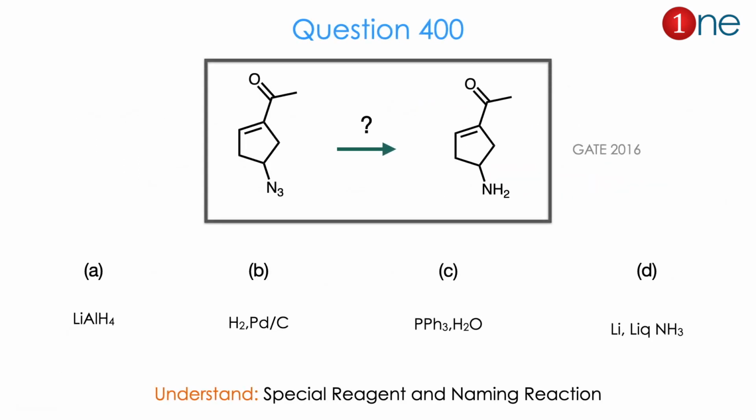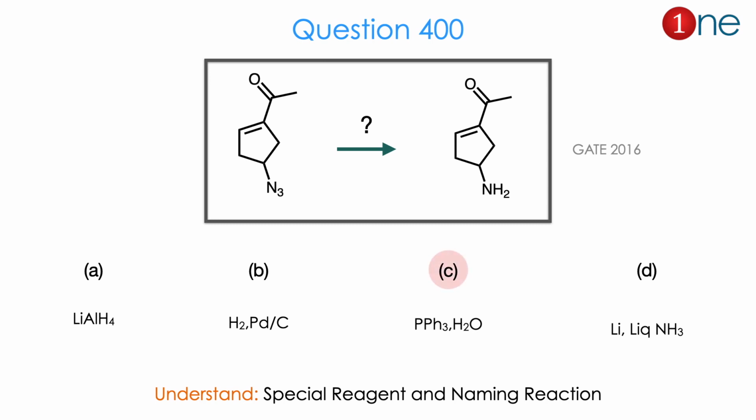Let us see the next question. The starting material is an acid attached to a 5-member alkene, which has a further side chain ketone. The product is an amine. The acid is converted into an amine. They ask you to find the reagent. The reagents are lithium aluminum hydride, or hydrogen with palladium carbon, or phosphine with water, or lithium in liquid ammonia. 4 different reagents. You have to know the reactivity and selectivity here. So from the question of starting material and regioselective reduction, you might realize the question is really about a special reagent and a naming reaction. The answer is C.